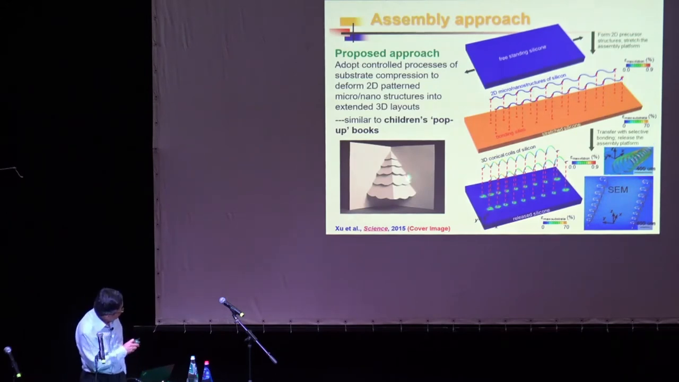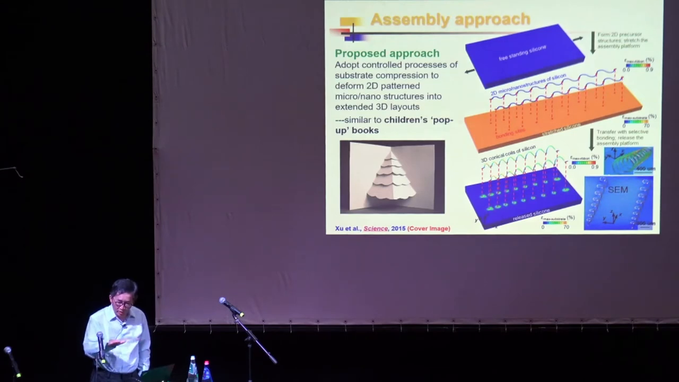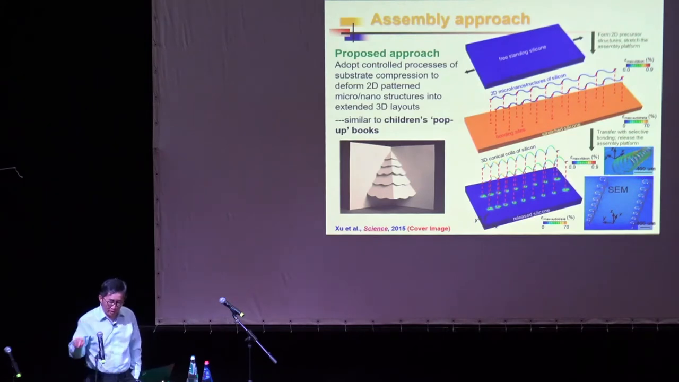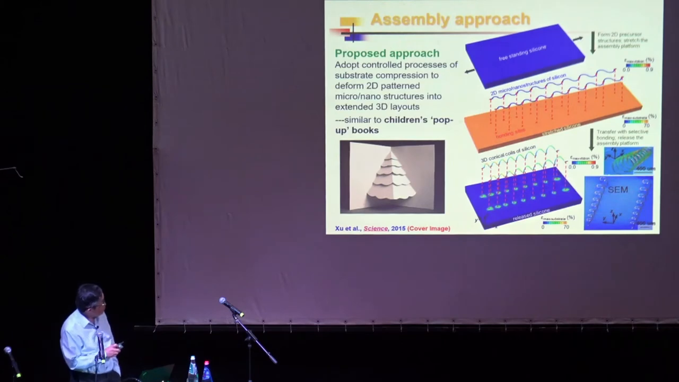So we want to use the same idea here, developing everything in 2D. Why 2D? Because the semiconductor fab is very powerful, but it's 2D. They can make all different materials, all different patterns, as small as a few nanometers. They do so well, but it's all 2D. So what we would like to do is use their technology in 2D, and pop them up into 3D. And this is our approach.